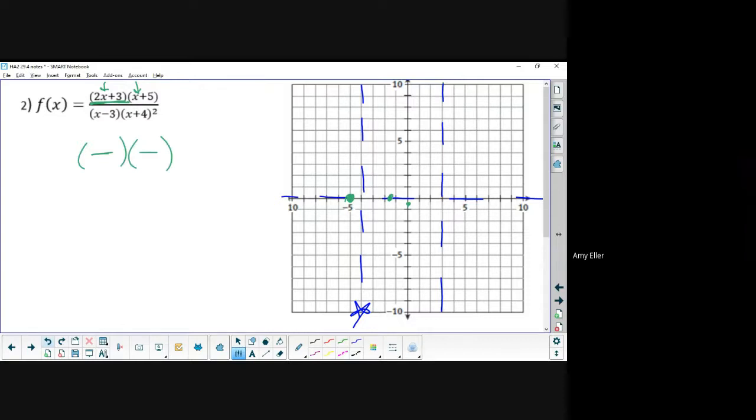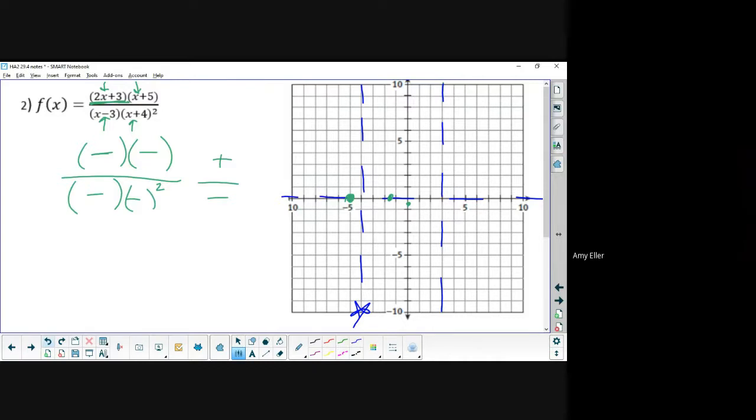Negative. If I were to plug a large negative in for x here and subtract 3, I would get a negative. Put in a large negative here, add 4, I would get a negative, but then I'd have to square it, right? What's a negative times a negative? What's a negative times a negative times another negative? Negative. 3 negatives would be negative.